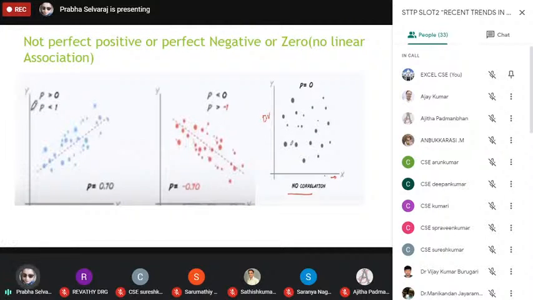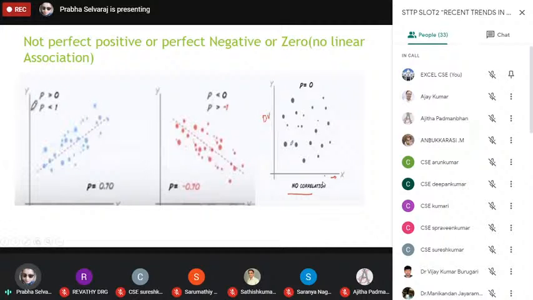Next, not perfect. See, in the first diagram, I have drawn a line, but even though it is positively correlated, many points are away from the line. So that is why your value is 0.10. And here, in the second diagram, it is negatively correlated. But even then, I cannot say it is a perfect negative because many points are away from the line. So I am getting a negative value.